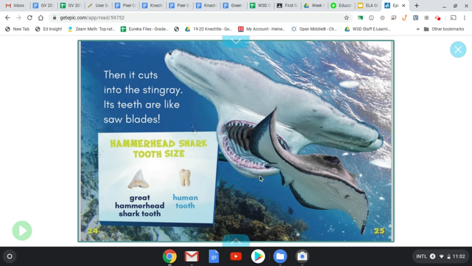Wow, look at that. So it says hammerhead shark tooth size. So again, they're comparing two things. They're comparing the great hammerhead shark tooth, which is here, to a human tooth. So this is what an adult tooth would look like next to a hammerhead shark tooth. And you can see that it's almost the same size, but it's definitely pointier.